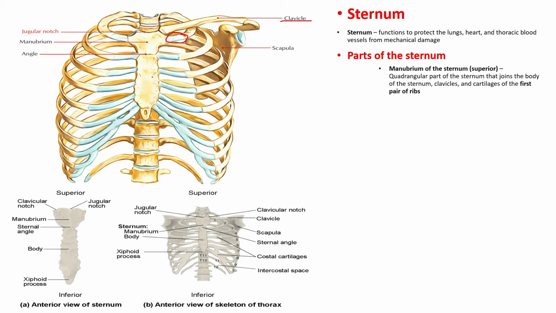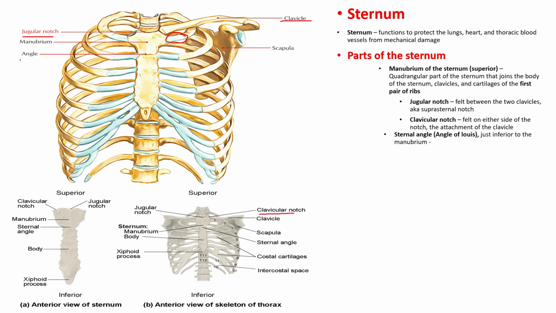and the body of the sternum is right here. There is a portion called the jugular notch, which is between the two clavicles, and it's also known as the suprasternal notch. There's also the clavicular notch right here. It's labeled in this picture right here, and this is the part of the manubrium where the clavicle attaches.